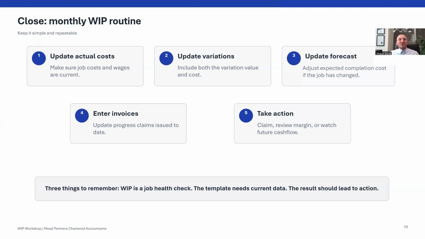How often should I record WIP? Monthly is always a good starting point, but I would also consider recording and updating your WIP template before a major claim, and also when a job materially changes. This just gives you the opportunity to discuss issues with your team or the client and make adjustments proactively if possible.